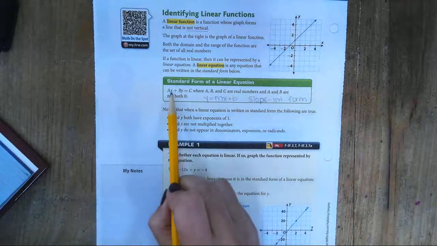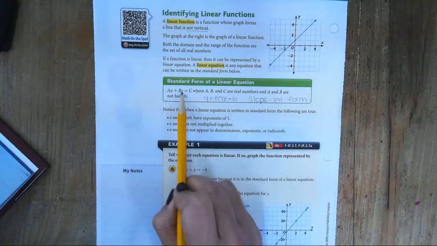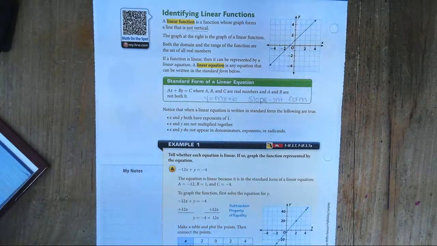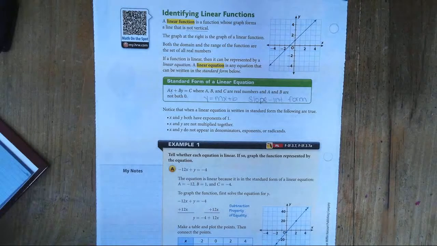So notice that there's no exponents here for x and there are no exponents for y. You cannot have a linear equation have any exponents in either one of those x or y values. You also cannot have x and y being multiplied to each other. And the last thing is, x and y do not appear in denominators, exponents, or radicands, meaning you cannot have the square root of those numbers, you cannot have fractions, or exponents.